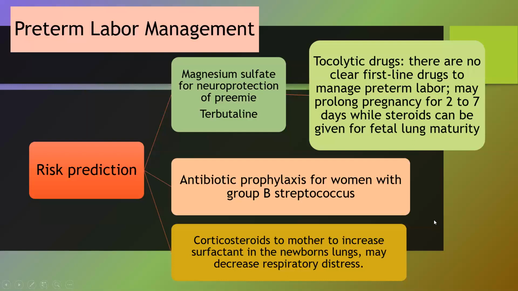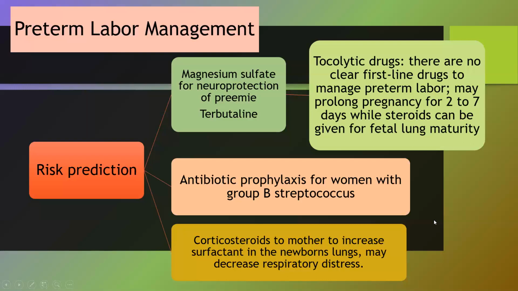There are no clear first-line drugs to manage preterm labor. Sometimes we use them to prolong pregnancy for a couple of days so that we can get some steroids in to help the baby develop their lungs. And again, by giving mom corticosteroids, we are increasing the surfactant production, which is that soapy substance that's in the alveoli of the baby's lungs, and that helps to mature them at a little bit faster rate. It takes 24 to 48 hours to get full effect. So sometimes we will use medications to keep women pregnant just to get those steroids on board.